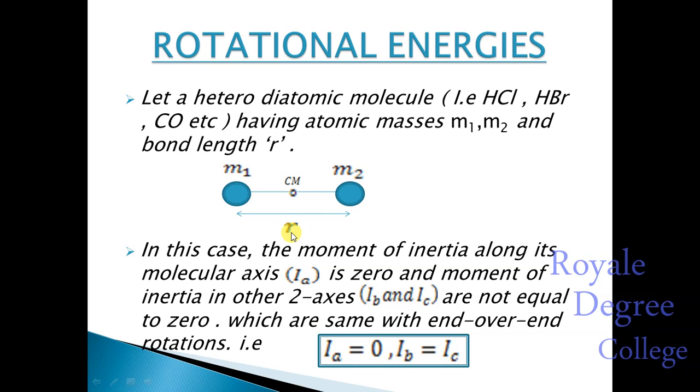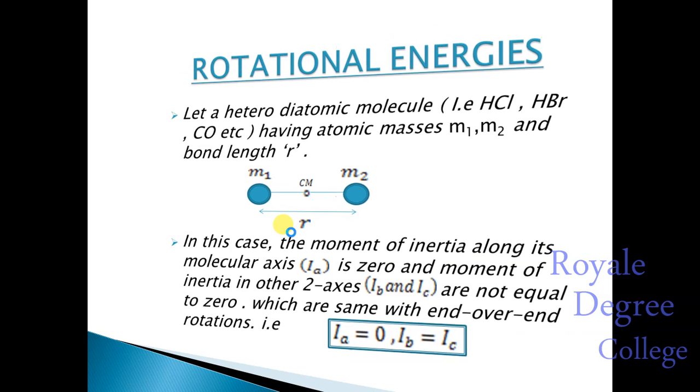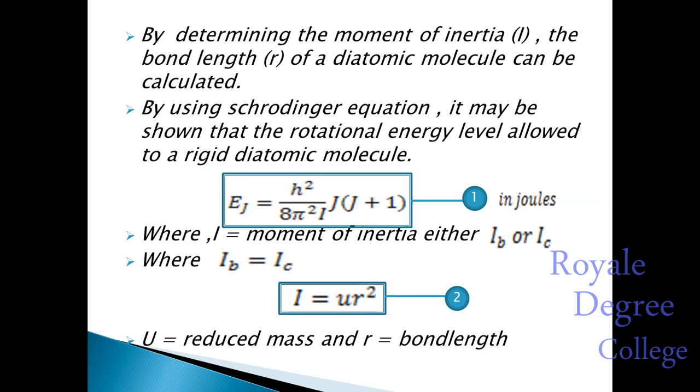will be R. In this case, the moment of inertia along its molecular axis, IA, is 0, and the moments of inertia about the other two axes, IB and IC, are not equal to 0, and are the same, corresponding to end-over-end rotation. That is, IA equals 0, IB equals IC. By determining the moment of inertia I, the bond length R of a diatomic molecule can be calculated.